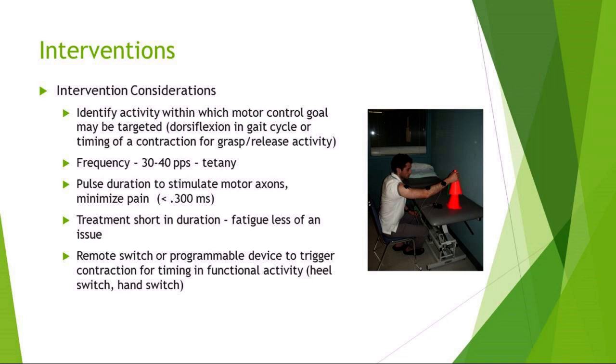What you want to consider with interventions is to identify an activity within which a motor control goal may be targeted, like dorsiflexion in the gait cycle or the timing of a contraction for a grasp and release activity. The frequency is, you want to produce muscle tetany, so it's going to be 30 to 40 pulses per second depending on the size of the muscle group. The pulse duration has to stimulate motor axons and minimize pain, so we're in that sweet spot where we're not getting the A delta fibers as much.